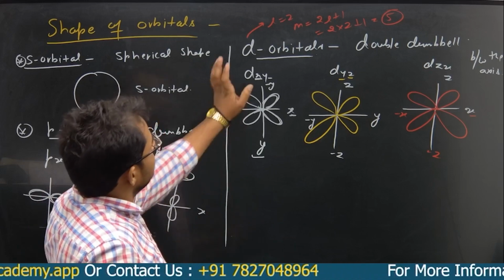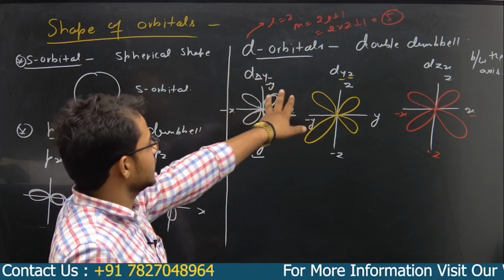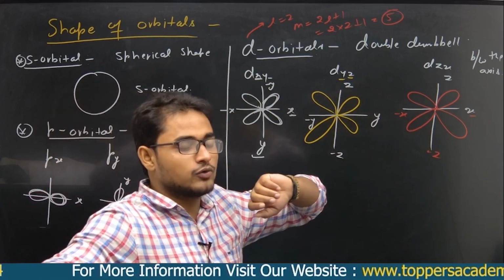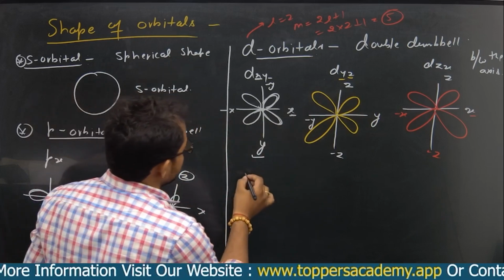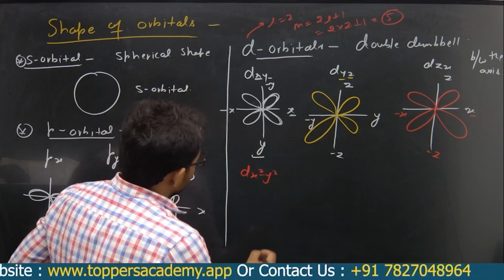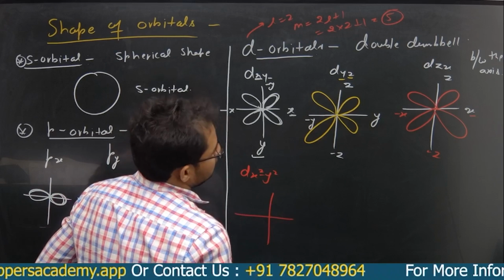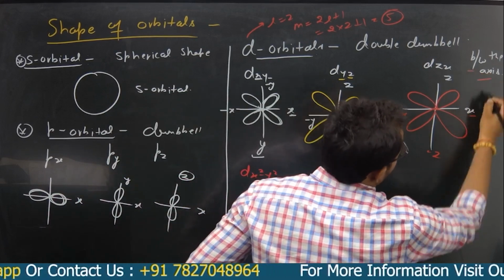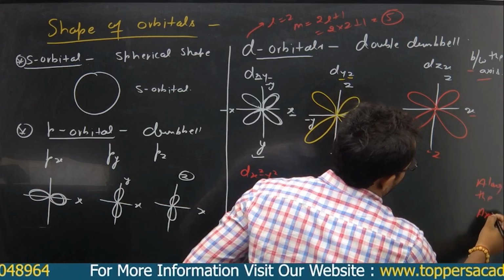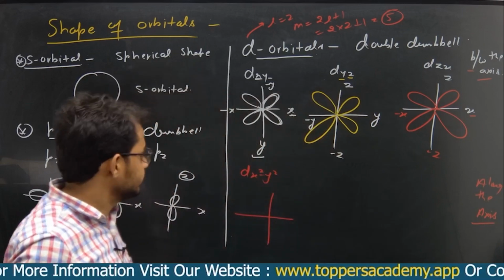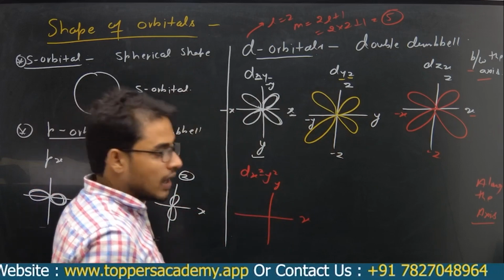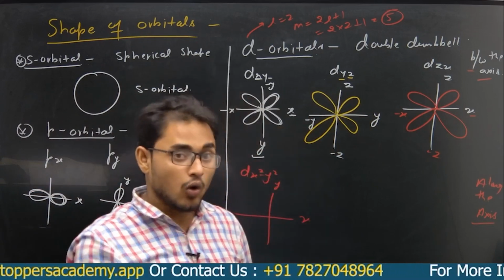So I have discussed the shape of 3 orbitals, dxy, dyz and dzx. Now I am going to discuss the direction of the shape of 2 more orbitals, that is dx square minus y square. Sorry, these were between the axes, and now it is along the axis, right? So if it is x, if it is y, now I will make the shape of this orbital on the axis, right?